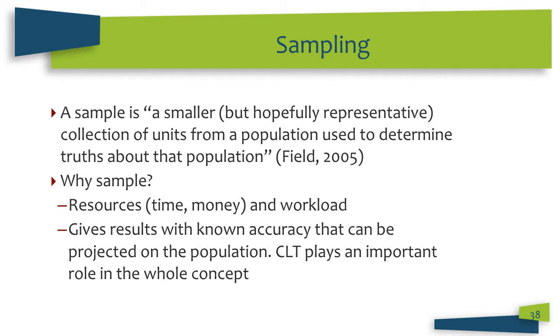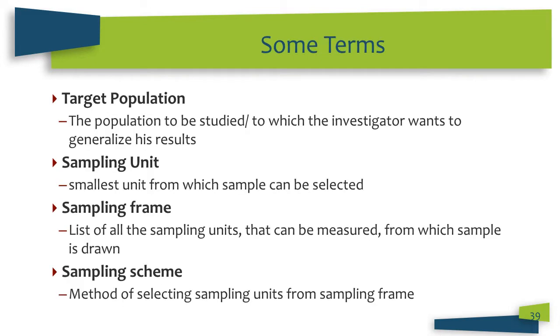So there are a few terms that I'd like you to remember. The first is target population. It is the population to be studied to which the researcher wants to generalize his results. So if you take a sample of young cricket players in Islamabad, basically you want to generalize it to the group which you can call young cricket players in Pakistan, but you're taking a sample.